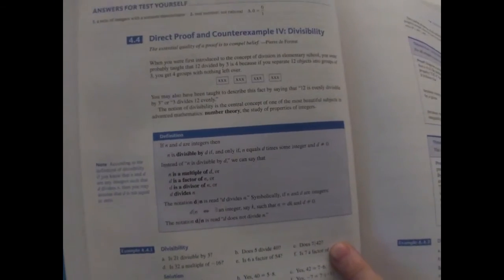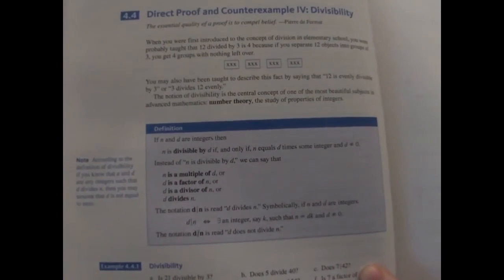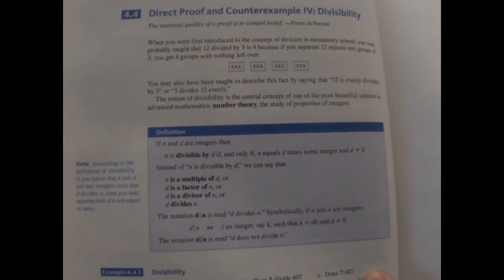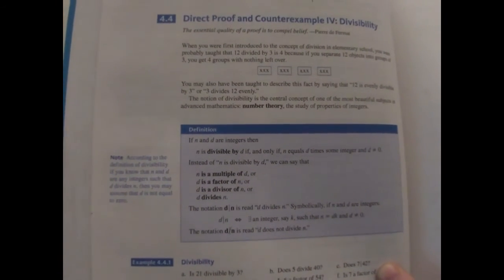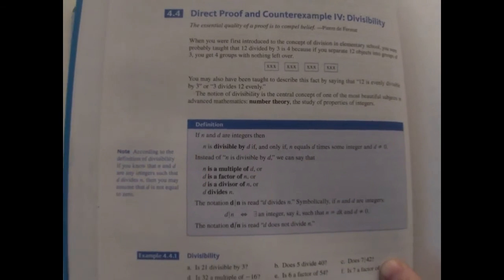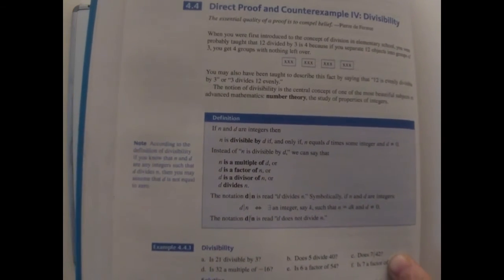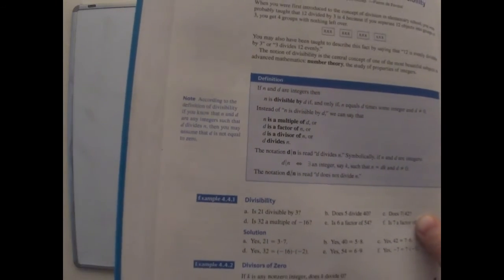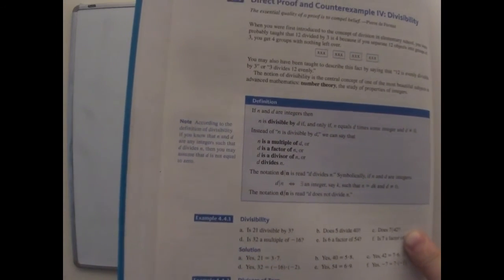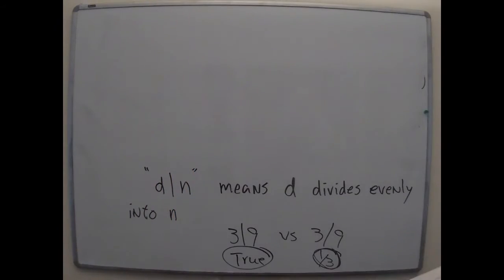190 in the book. There's this blue box in the middle of the page with all these different ways of saying that one number divides into the other. N is divisible by D, N is a multiple of D, D is a factor of N, D is a divisor of N, or simply D divides N. But the notation D vertical bar N means all of those. Just got to watch out if you're using the one that says something's a multiple of the other, then D and N's roles are reversed.